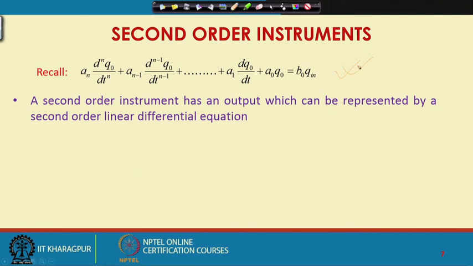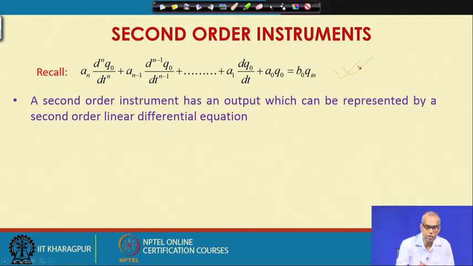So, recall this instrument, an nth order ordinary differential equation with constant coefficients represents the variation of output with respect to time, and on the right hand side I have the input function. A second order instrument has an output which can be represented by a second order linear ordinary differential equation.